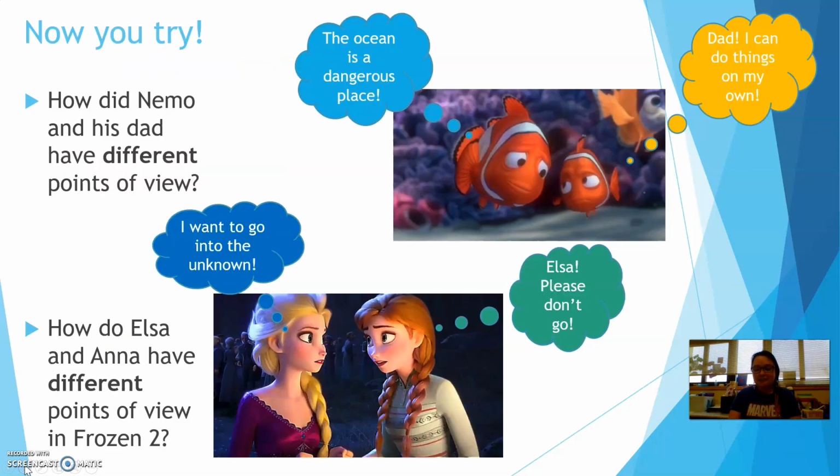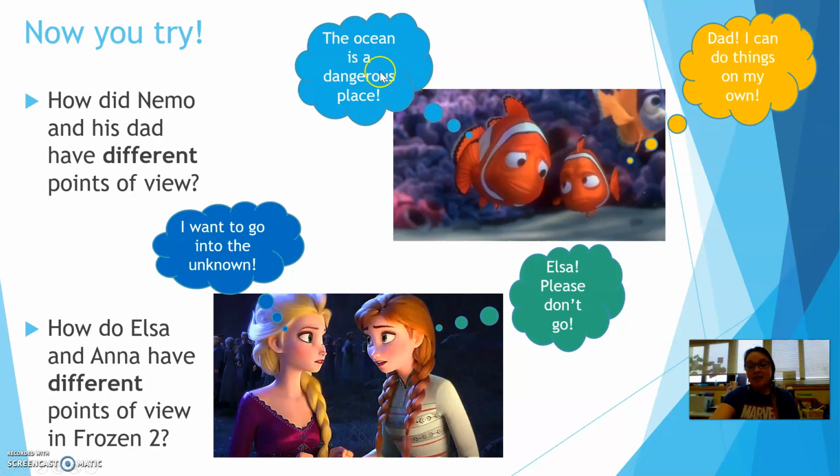So now let's try. We're going to use examples from two very popular Disney movies, and that is Finding Nemo and Frozen 2. In Finding Nemo, our two main characters are Marlin, the clownfish father, and Nemo, the son. So what is it that Nemo thinks and feels, and what is it that Marlin thinks and feels? Nemo thinks, Dad, I can do things on my own. Just because I have a little fin doesn't mean that I can't be independent, right? That's what he feels and thinks.